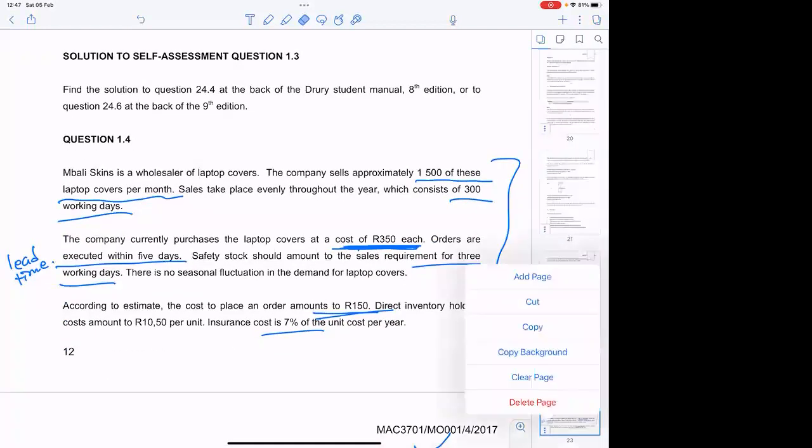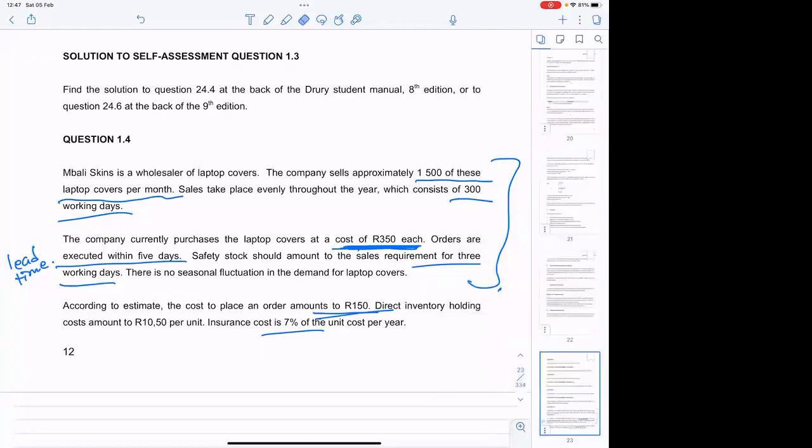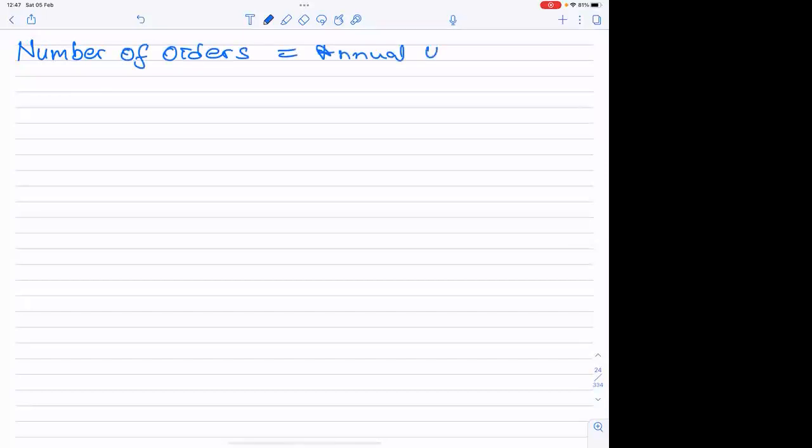Remember, what was the formula for the number of orders? Calculate the annual demand. Annual demand, yes, divided by the EOQ. Annual usage divided by the EOQ. Yes. So let's start with the annual usage.